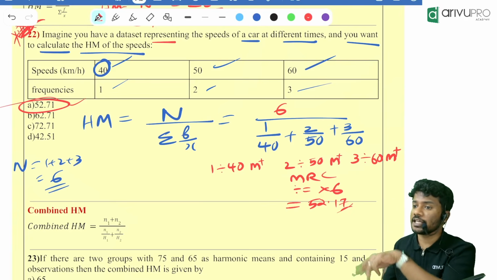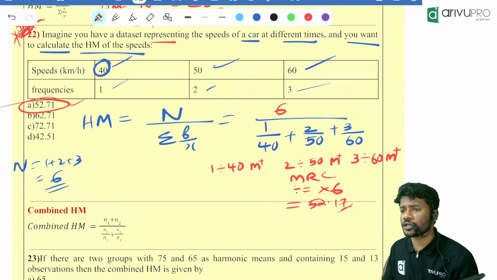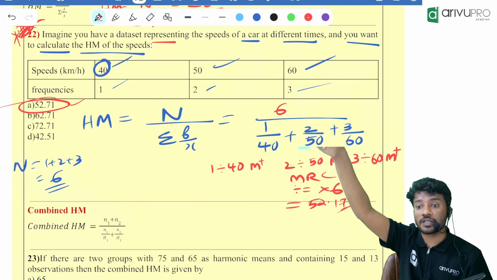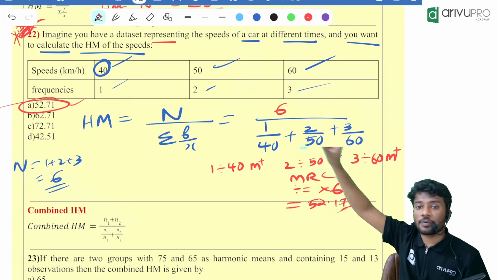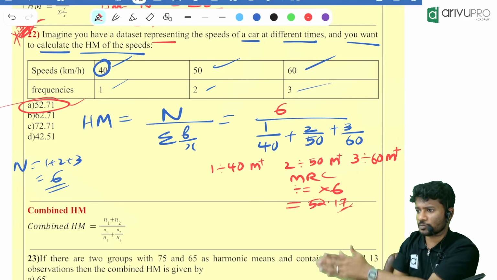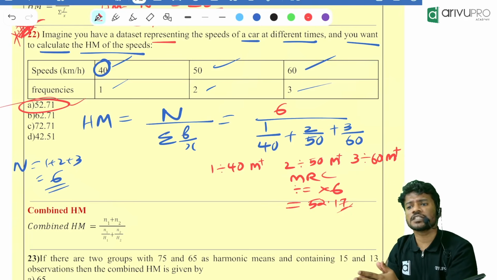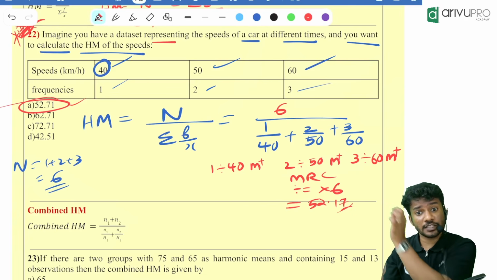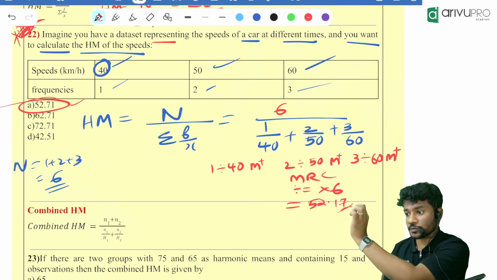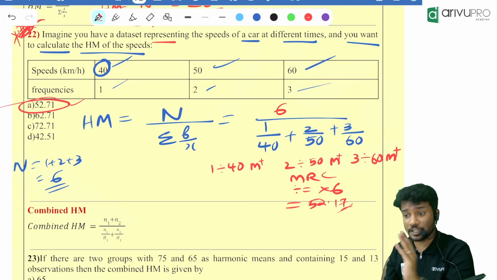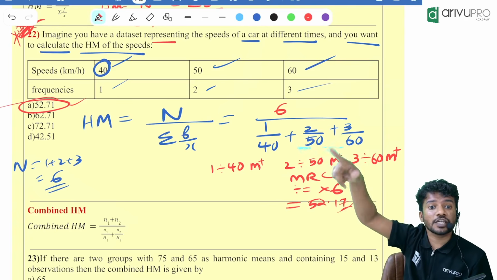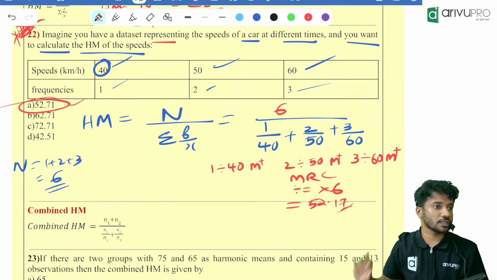Then we went to geometric mean. GM is nothing but the product of all the observations raised to 1 by n. There we use the option hitting method, that means option raised to n is equal to the product of all the observations. Whichever gives LHS and RHS the same is your answer. Then we studied grouped geometric mean: x1 raised to f1 into x2 raised to f2 into x3 raised to f3, etc., the entire thing raised to 1 by capital N, where capital N is sigma f, the sum of all the frequencies.